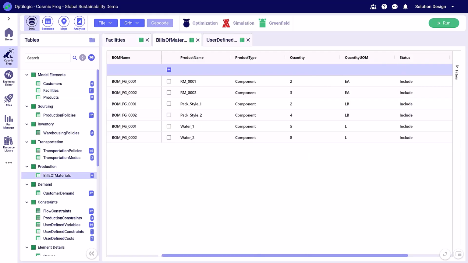Since this is a production model, we also have bills of materials. Here is where we go beyond traditional supply chain elements and include sustainability elements like water consumption and packaging that goes into making the finished good.